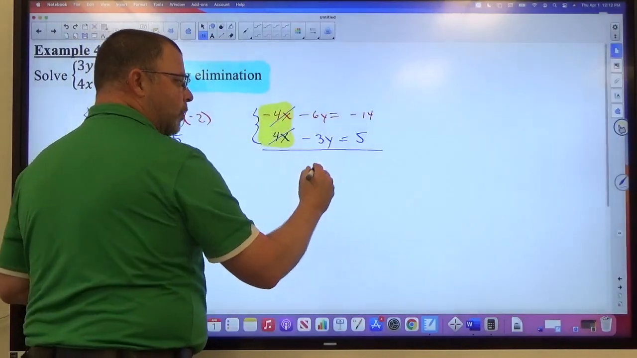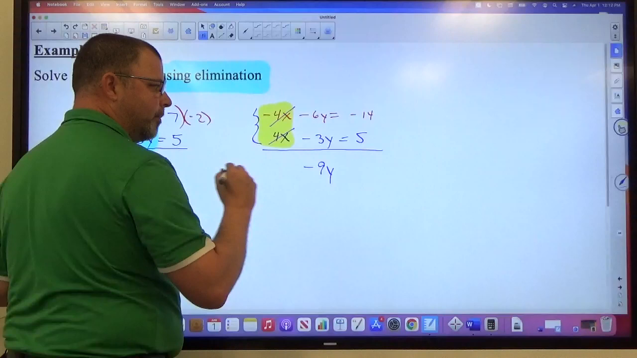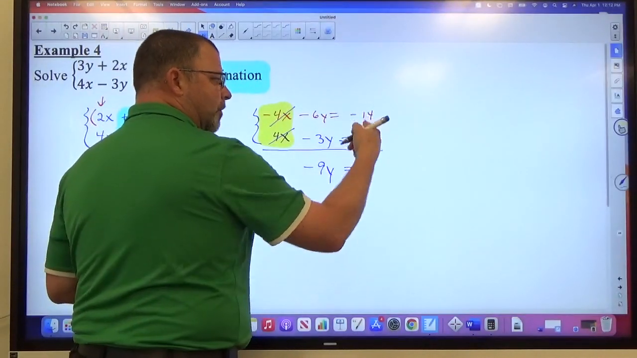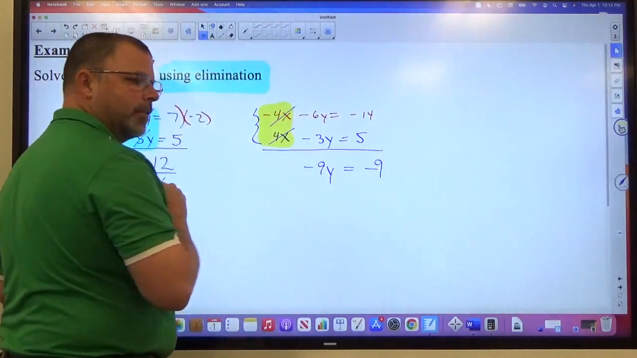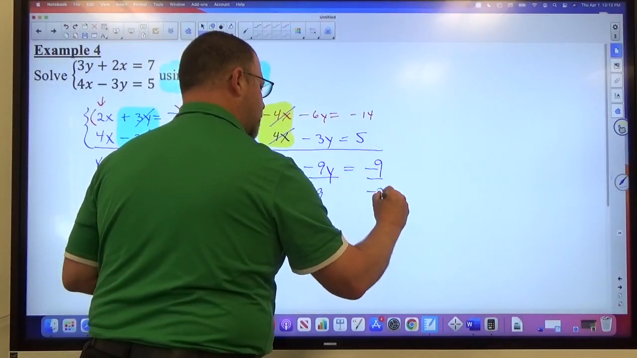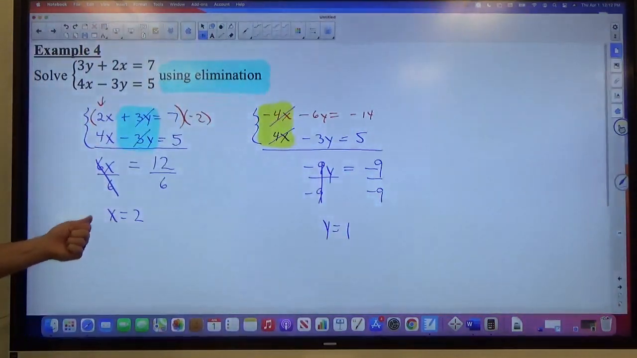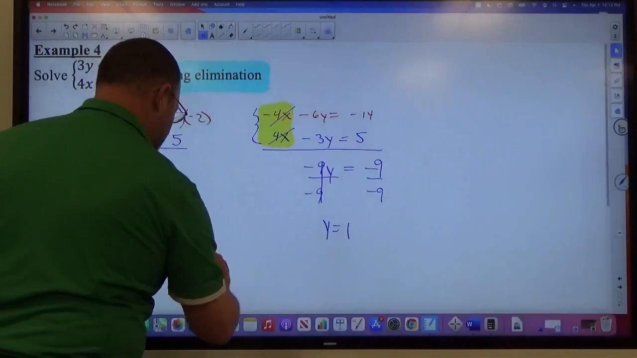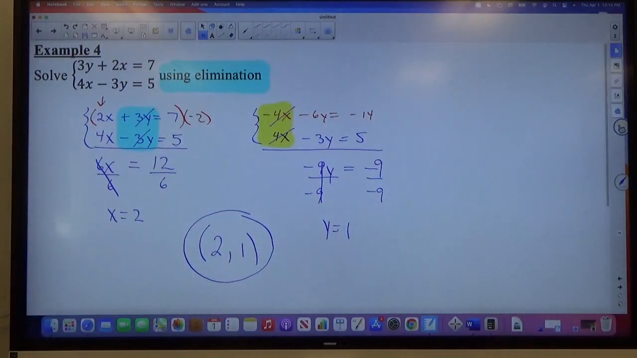Negative 6y and negative 3y, both negative, so I add to get 9y. They're both negative, so it's negative. Negative 14 and 5 are opposites, so I subtract to get 9. 14 is bigger, so it's negative. And then we divide both sides by the coefficient. And that gets me y equals 1. We found x, we found y, so the answer is 2, 1, and your answers should be ordered pairs on these problems. So make sure you write your answers in ordered pair every time.